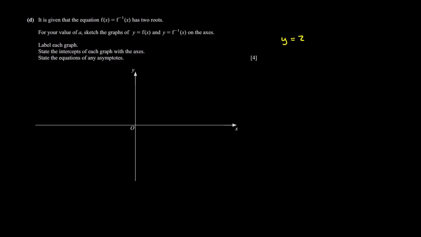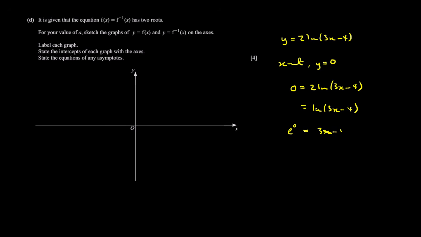So y is equal to 2 ln(3x − 4). X-intercepts are where y is equal to 0. So 0 is equal to 2 ln(3x − 4), so 0 is equal to ln(3x − 4). So e to the power of 0, converting to exponential form, is 3x − 4. And e to the power of 0 is 1. So what did I say just a moment ago? If you really want a fast way to get the x-intercept, you just set the argument equal to 1. That's the fastest way. So if we rearrange that, we get 3x is equal to 5, so x is equal to 5/3.